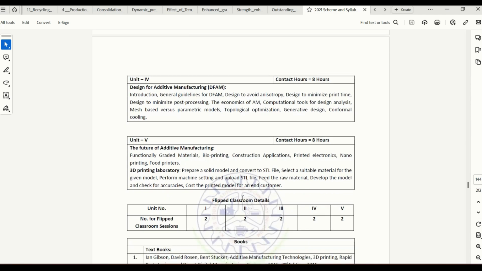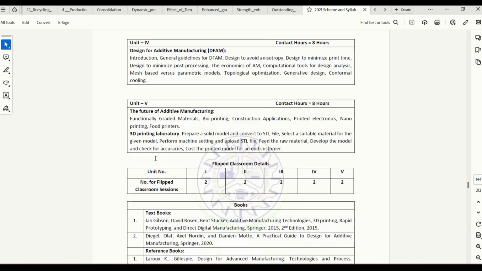Coming to unit number five, we'll be discussing the future of additive manufacturing, which includes food 3D printing, bioprinting, printing in electronics areas, and all. Plus, one of the important perks of this subject is the hands-on training which we can provide related to 3D printing and reverse engineering, as we have a center of excellence at our college, which will be covered as a part of unit number five.